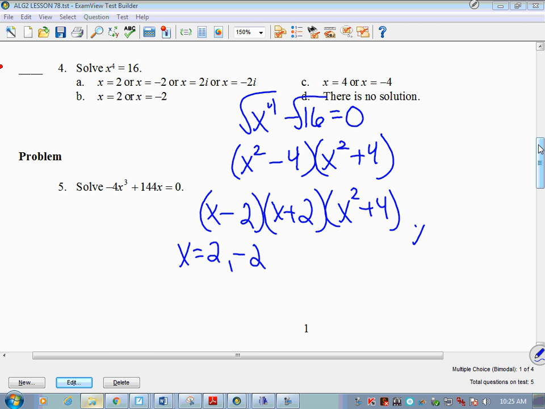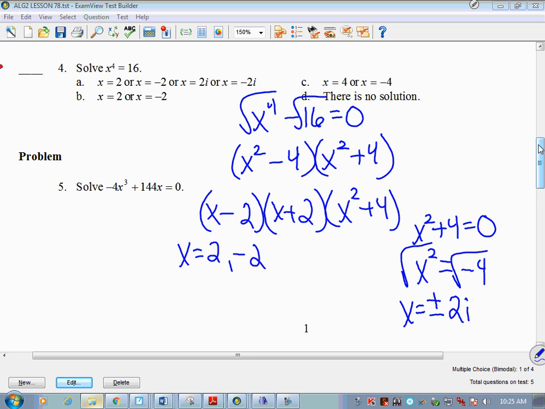All right, so now let's look at x squared plus 4. X squared plus 4 equals 0. All right, what would I do to solve that? Subtract 4. So x squared equals what? Negative 4. Right, now what would I do to both sides? Square root. All right, and because I'm square rooting it, my x should equal plus or minus what? 2i. All right, so I have 1, 2, 3, 4 answers, right?